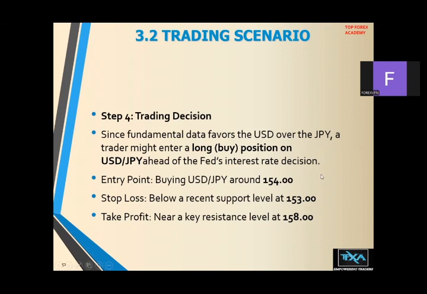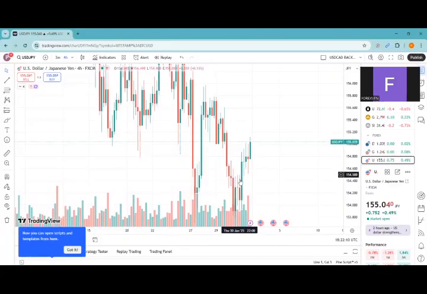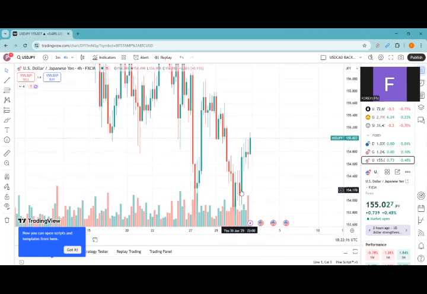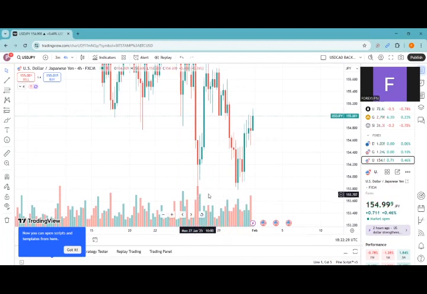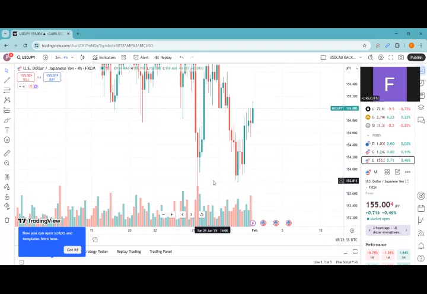Let me quickly show you how that will look on your trading app. For this example, I'm going to be using TradingView. So as you can see on this TradingView, the decision was made around here. This is the 154 price. You place your stop loss below the recent support. You can see the recent support is around 153.7, but you go a bit below that to 153. That is 10 points away from your entry. This is where your entry is.